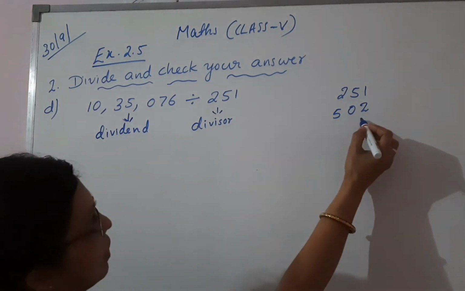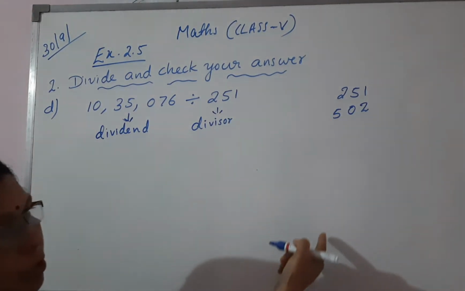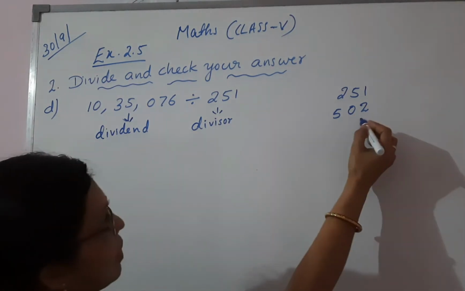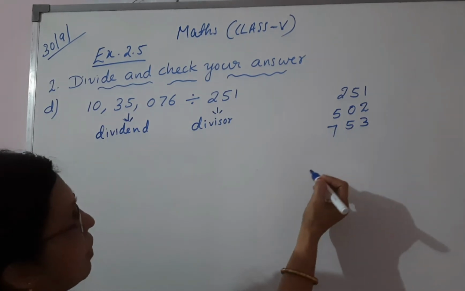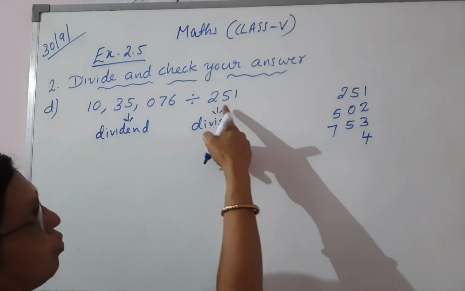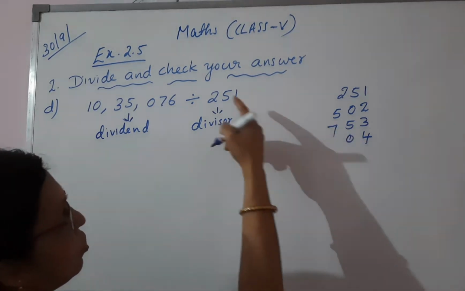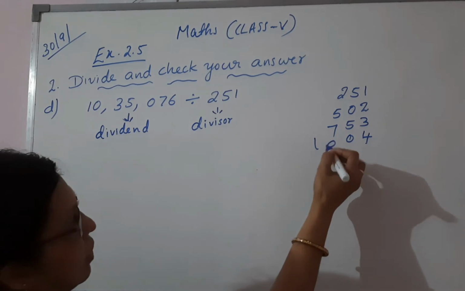Next, 251 into 3. So multiplying by 1, 2, 3, I am going to write the table here. 3 1s are 3. 3 5s are 15. 3 2s are 6 plus 1, 7. 251 into 4. 4 1s are 4. 4 5s are 20, 2 carry. 4 2s are 8, 8 plus 2, 10.